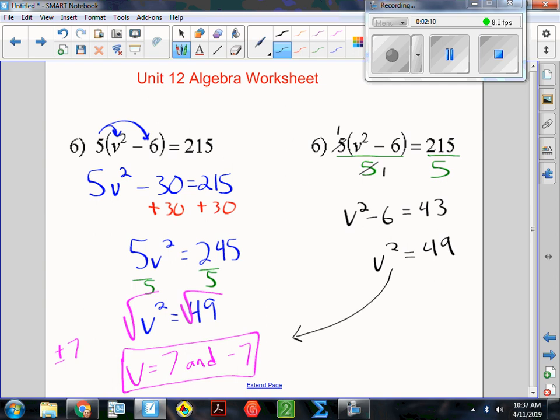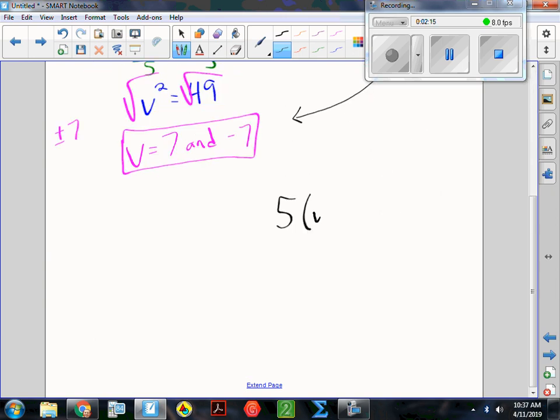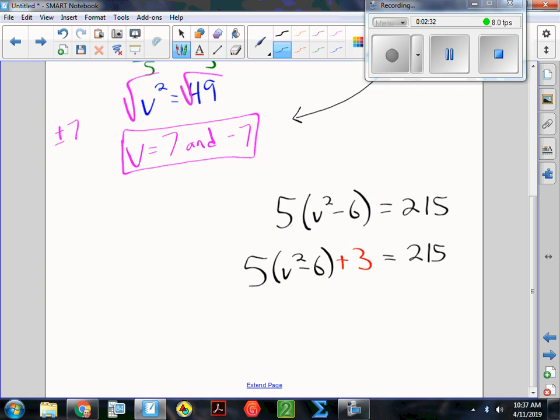If I look at that one more time, this whole thing, 5 times parentheses v squared minus 6 equals 215. A situation where it would not be a good idea to divide first is if you had some other number involved, like plus 3 equals 215. The problem is that if you divide by 5, most people forget that you also have to divide this by 5. You have to divide everything by 5, and it becomes an issue, because then you're doing the problem wrong.